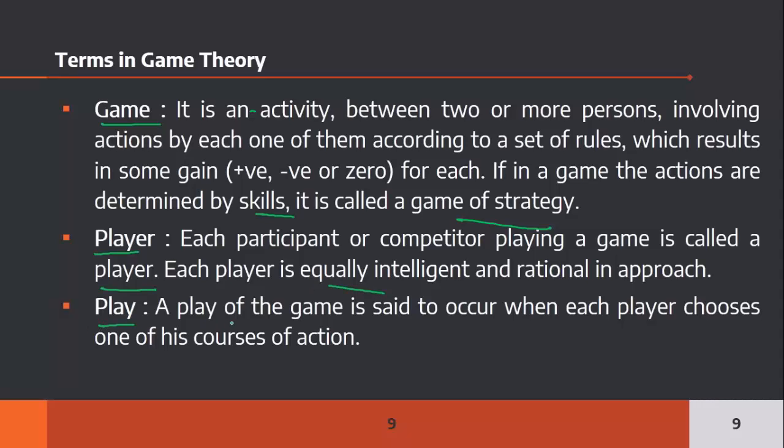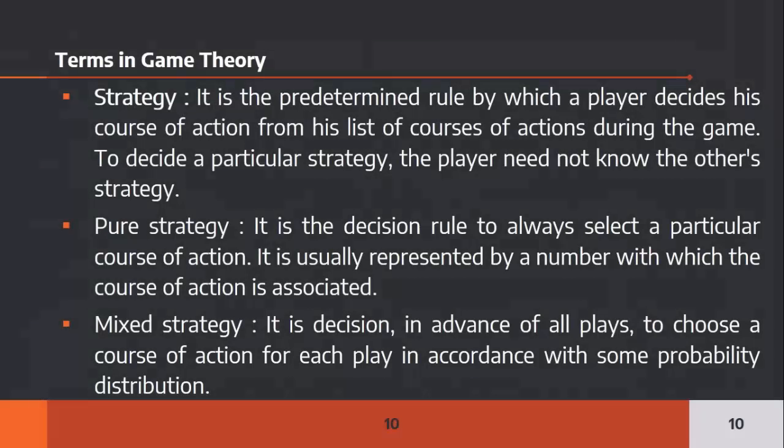Now what is a play? A play of a game is said to occur when each player chooses one of his courses of action. Now there is one general term used, which is strategy. It is the predetermined rules by which the player decides his course of action from his list of courses of action during the game. To decide a particular strategy, the player need not know the other strategy. That is very important.